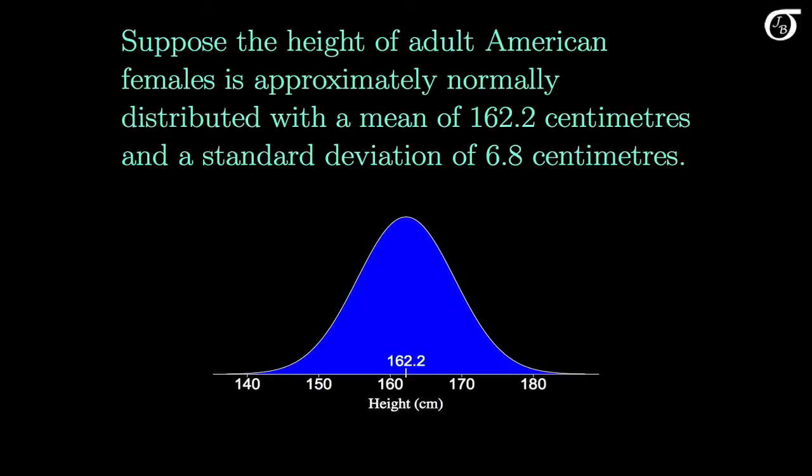Suppose the height of adult American females is approximately normally distributed with a mean of 162.2 centimeters and a standard deviation of 6.8 centimeters. This is close to reality as estimated by National Health Statistics. And that distribution looks like this. Here the mean of 162.2 is right in the middle of the distribution. The normal distribution is a symmetric distribution, so the mean and the median are equal.